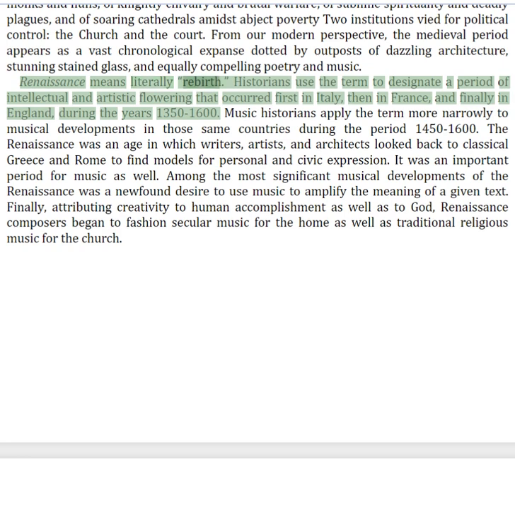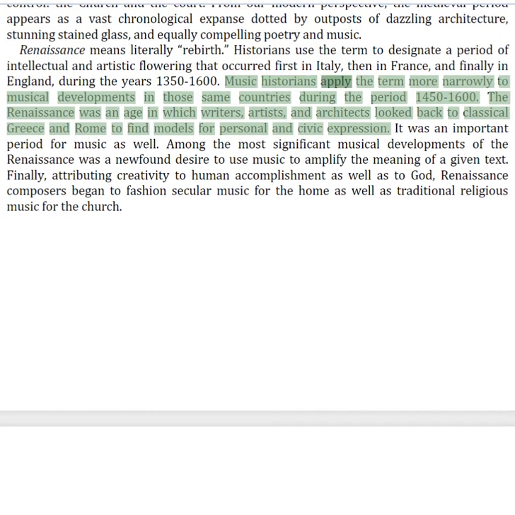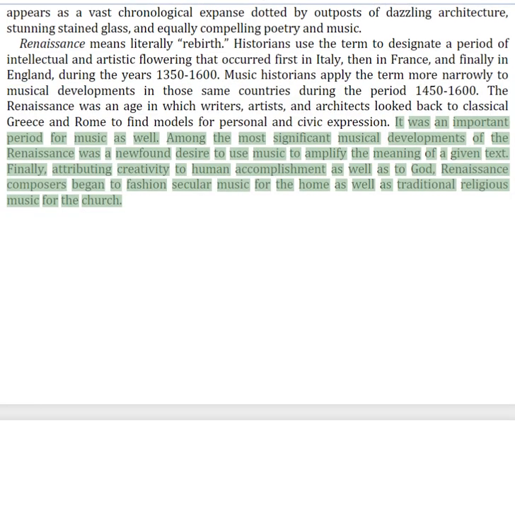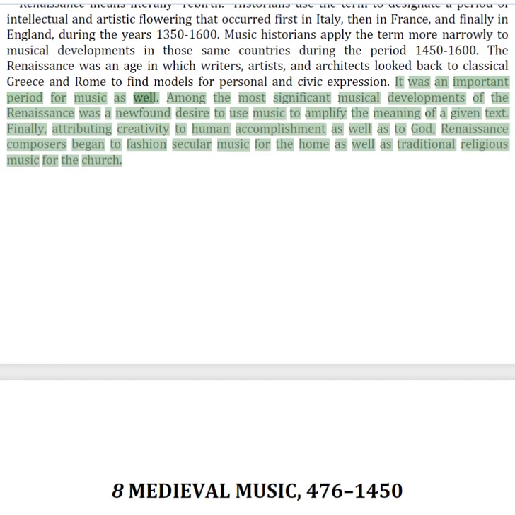Renaissance means literally rebirth. Historians use the term to designate a period of intellectual and artistic flowering that occurred first in Italy, then in France, and finally in England, during the years 1350 to 1600. Music historians apply the term more narrowly to musical developments in those same countries during the period 1450 to 1600. The Renaissance was an age in which writers, artists, and architects looked back to classical Greece and Rome to find models for personal and civic expression. It was an important period for music as well.